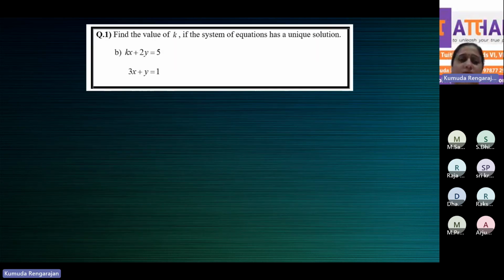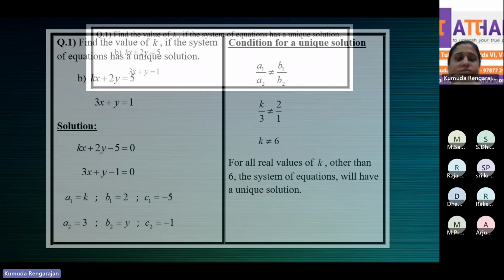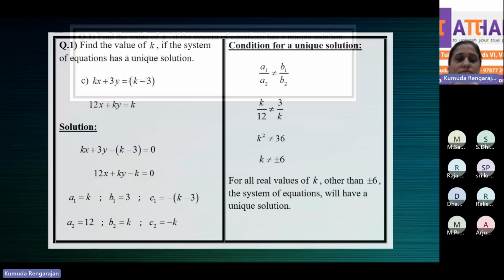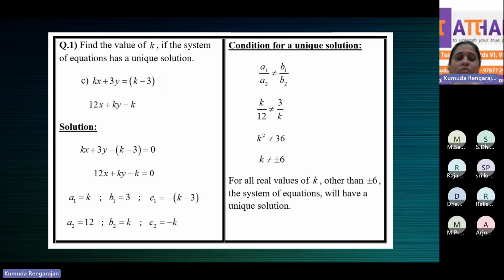Okay. A similar question. The second one is similar, children. You'll have to work all this in your notebook. Now, when you have a situation like this, children, just give me 2 minutes. I'll come back. Go through this answer.